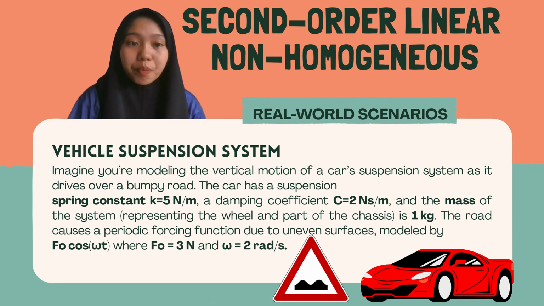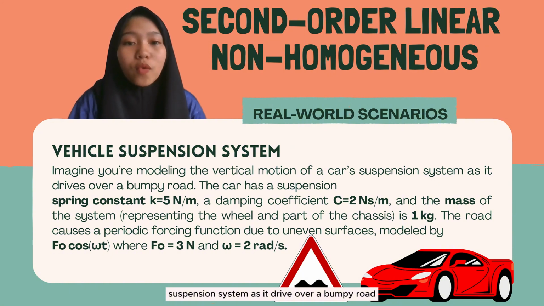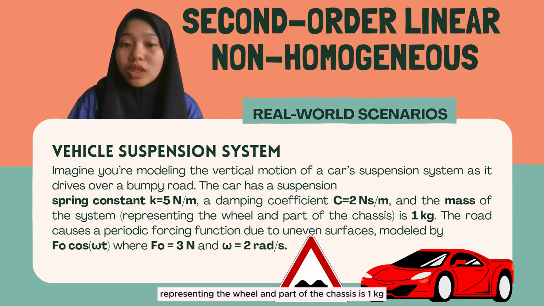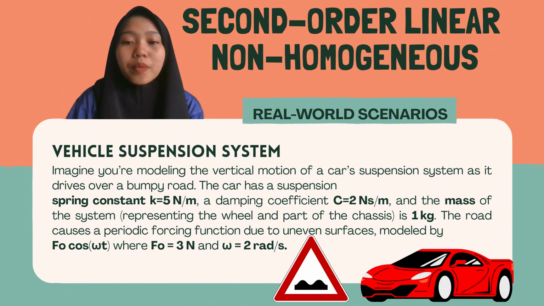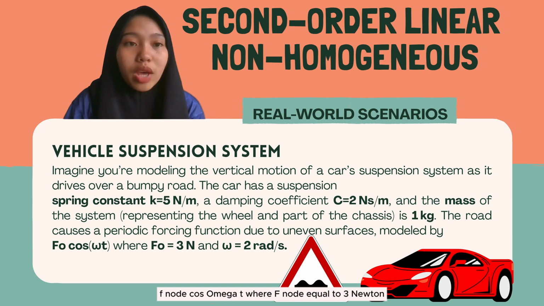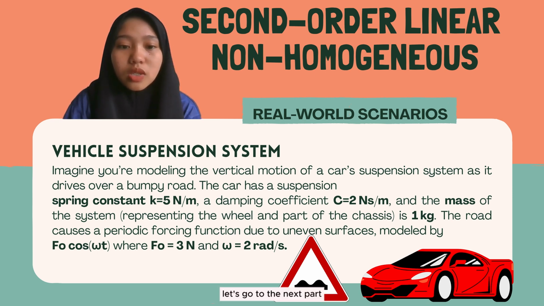Vehicle suspension system. Imagine you're modeling the vertical motion of a car suspension system as it drives over a bumpy road. The car has a suspension spring constant K equal to 5 Newton per meter, a damping coefficient C equal to 2 Newton second per meter, and the mass of the system representing the wheel and part of the chassis is 1 kilogram. The road causes a periodic forcing function due to uneven surface modeled by F naught cos omega t, where F naught equal to 3 Newton and omega equal to 2 radian per second.